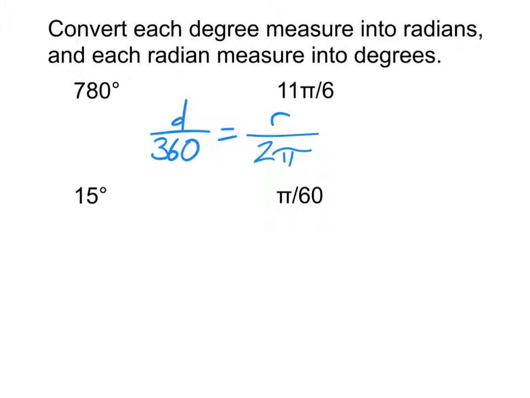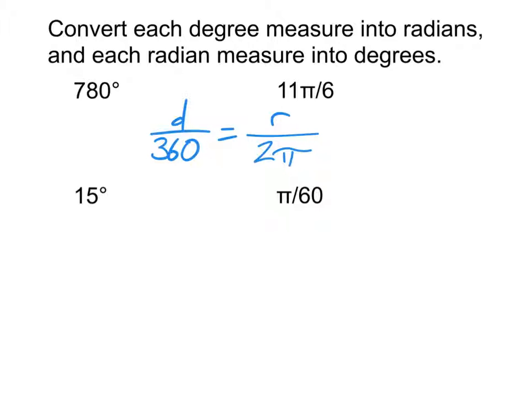Now remember how you can know what this formula is? Notice it's the full circle in degrees, 360 degrees in a circle. So we take the degrees over 360. And there's 2 pi radians in a circle, so it's over 2 pi. Both of them are over the complete circle when it comes to setting this up.